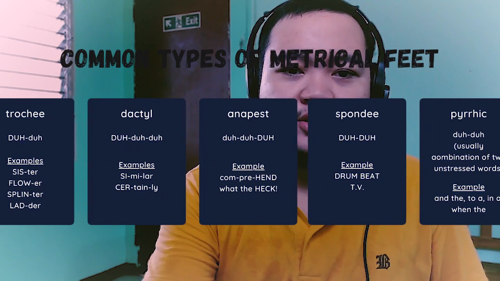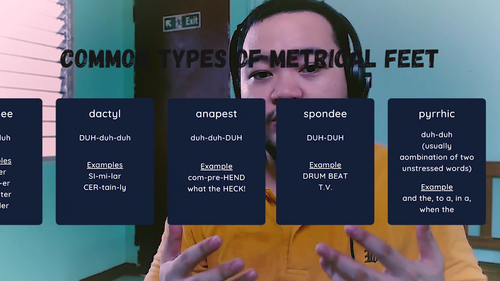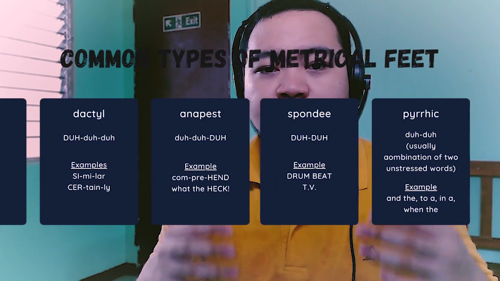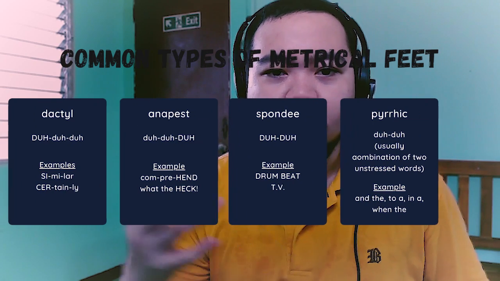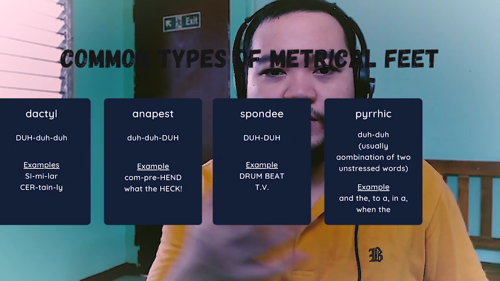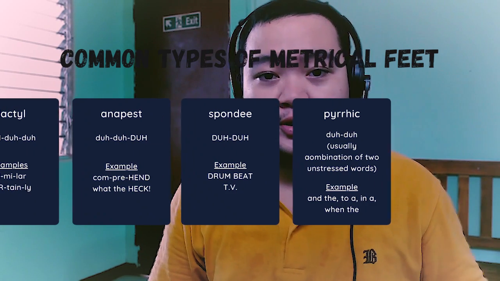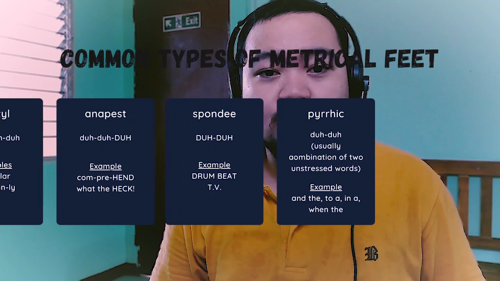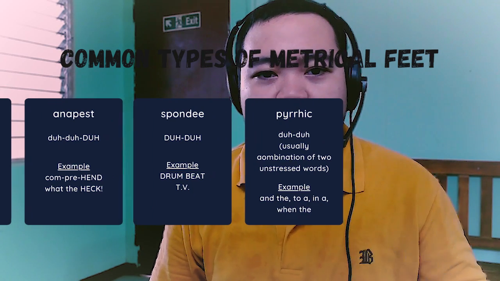Fifth, there's the spondee, which contains two stressed syllables. It is pronounced as DUM-DUM, as in drum beat or TV. Okay, sixth, there's also the pyrrhic, which contains two unstressed syllables that is pronounced as da-da.